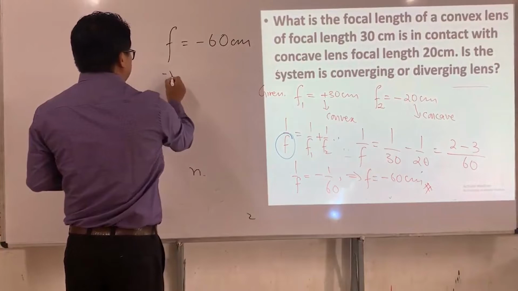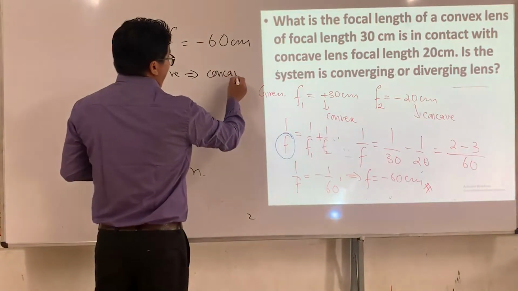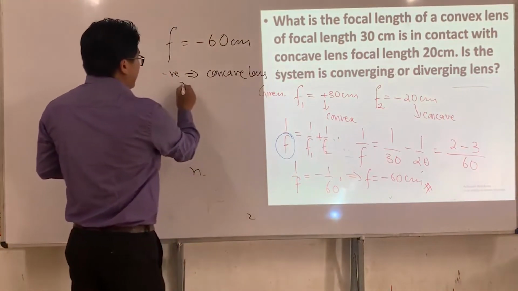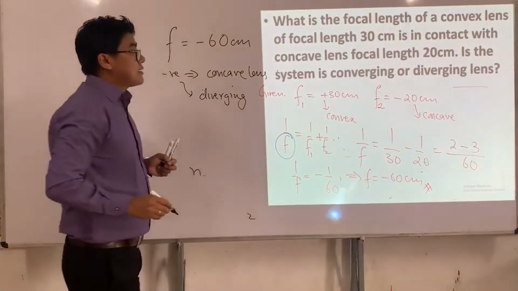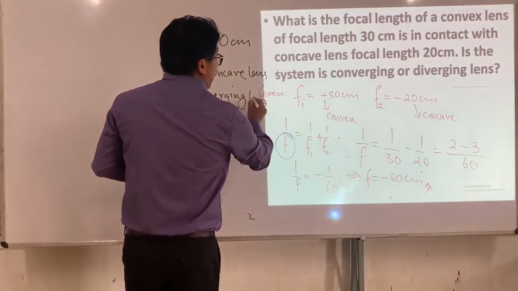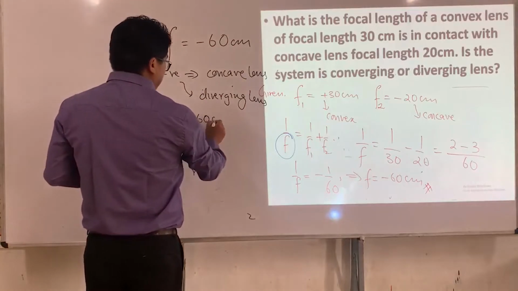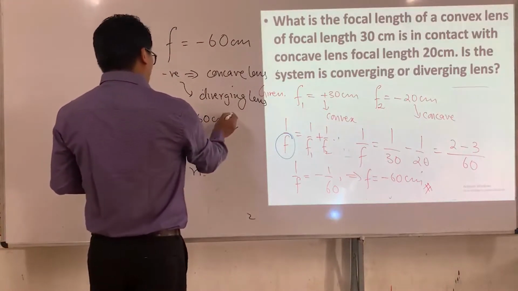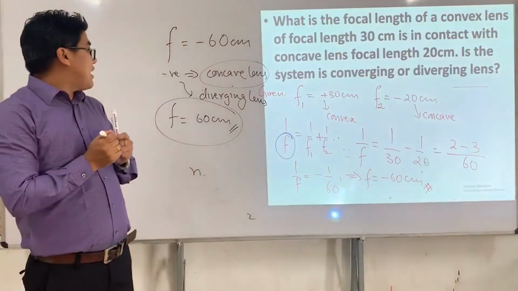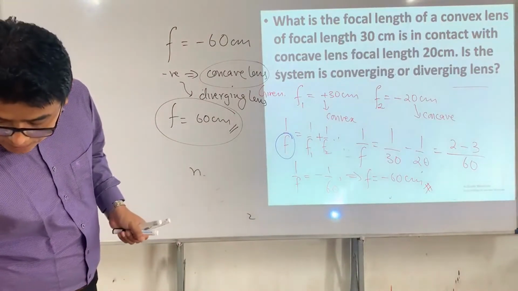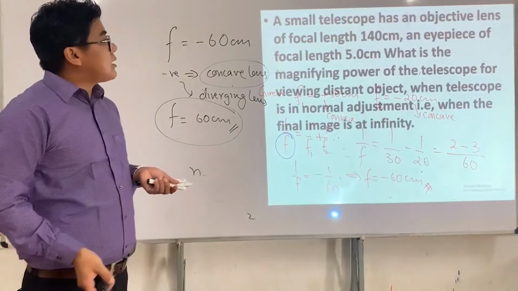Negative implies that it is a concave lens, or it is a diverging lens. And what is the focal length? Focal length is 60 centimeter. It is a concave lens, or a diverging lens. So this is maybe a fourth problem. Now let's move to the next problem.